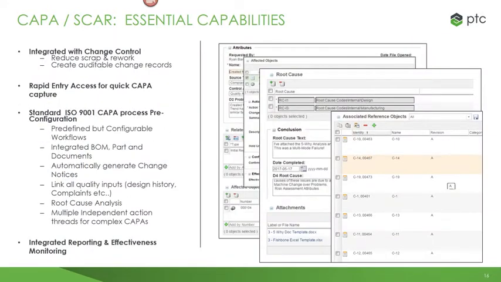PTC's CAPA solution has a number of essential capabilities, to include integration with the change control process to create auditable records, rapid entry for quick access for CAPA capture, standard ISO 9001 CAPA process preconfiguration to include predefined but configurable workflows, integration with bill of material parts and documents, automatic generation of change notices, linking to all quality records within the system, root cause analysis, multiple independent action threads for complex CAPAs, and also integrated reporting and effective monitoring.